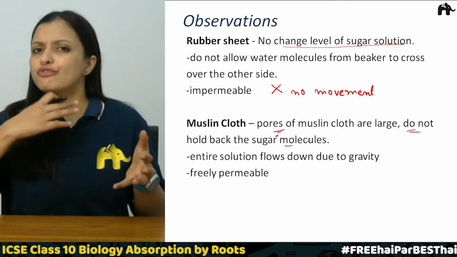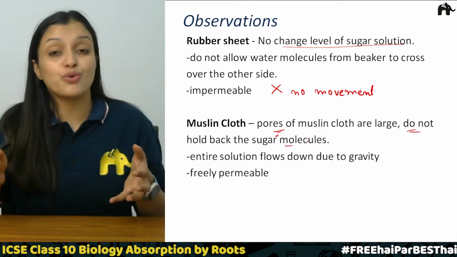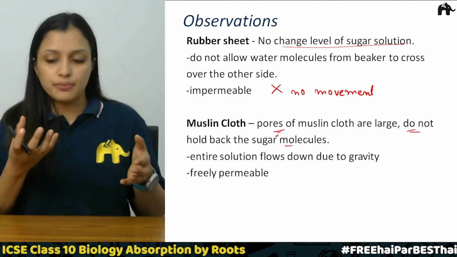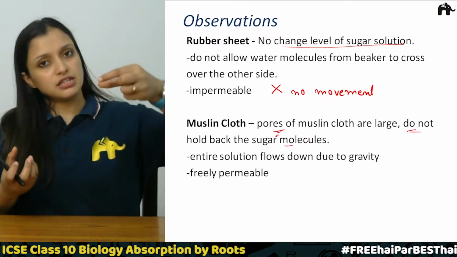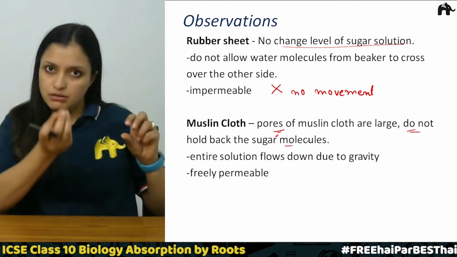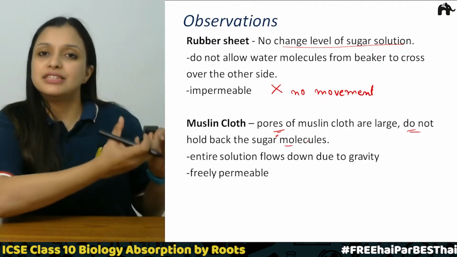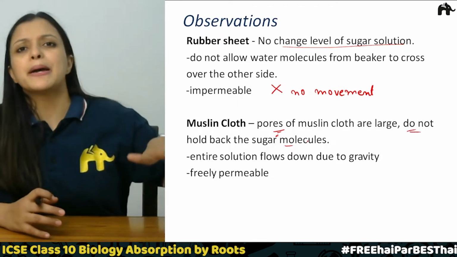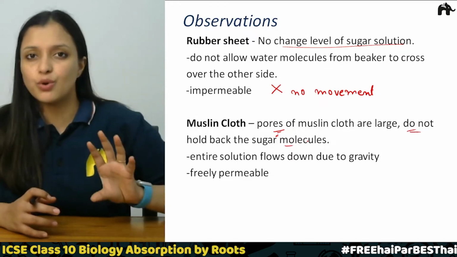So water will move freely, right? So the water molecules will move freely, and also there will be movement of the sugar molecules. Now because of gravity, since this thistle funnel is inverted, these sugar molecules will also come down and get dissolved with the water in the beaker. They will come down from the thistle funnel into the beaker containing water, right?